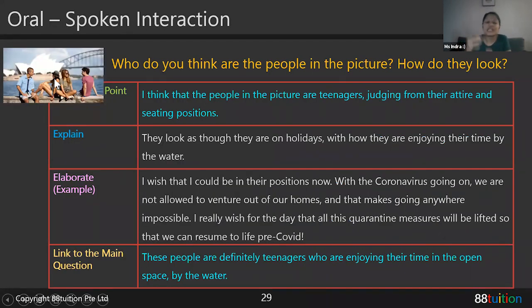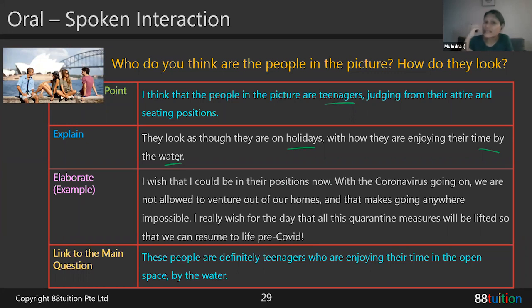So who do you think are these people? Basically, I think that the people in the picture are teenagers, judging from their attire and sitting positions. They're very slack, very relaxed, right? Possibly it's during a term break when they're in university or something, and they're just taking a break and chilling out by the Sydney Harbour. This is actually in Sydney. They look like they're on holiday, with how they're enjoying their time by the water.